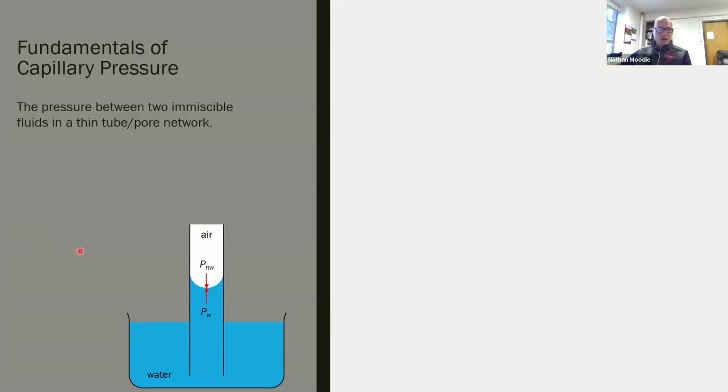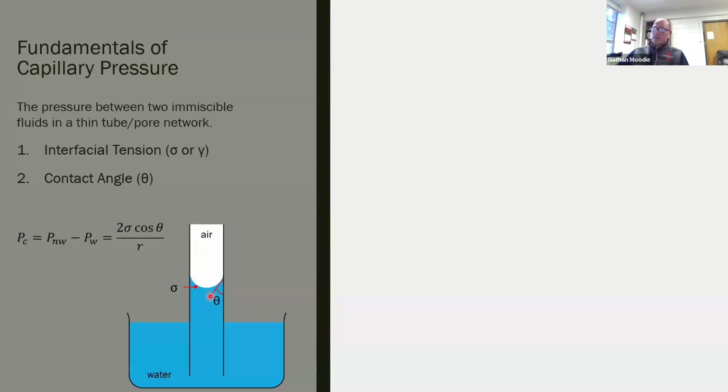There we go. So you have your pressure of your non-wetting fluid, in this case air, and your pressure of your wetting fluid, in this case water, and a meniscus between them. And the pressure across that interface is your capillary pressure. Now we can measure this using the interfacial tension between these two fluids, the contact angle between this meniscus and the pore wall, and then the radius of the tube or the pore network. And using this formula here, which is your non-wetting minus your wetting, you come up with your capillary pressure.